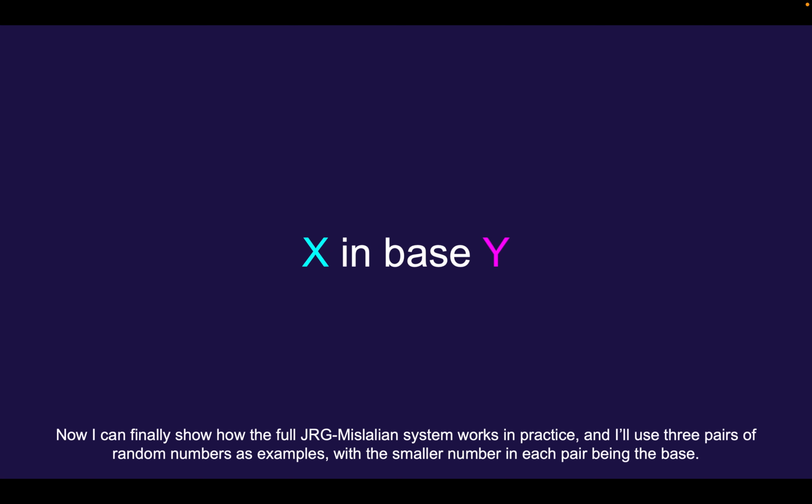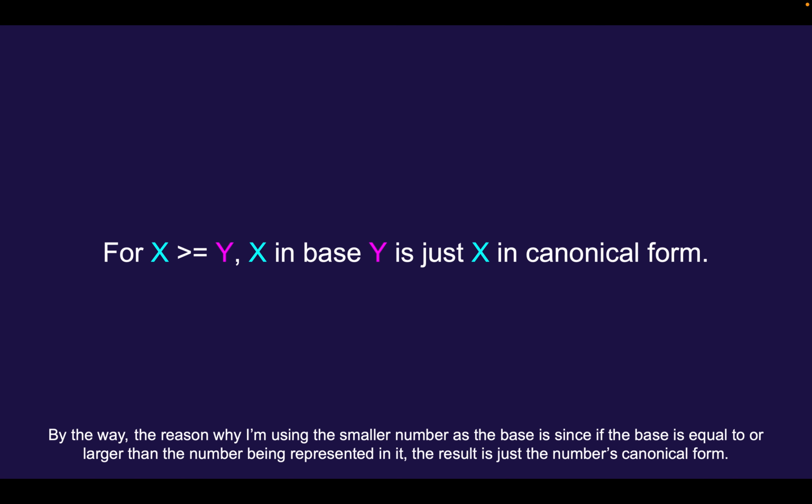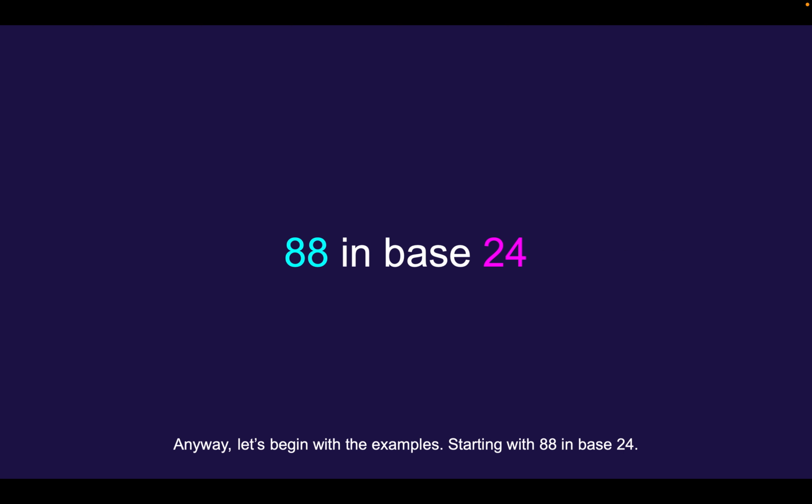Now I can finally show how the full JRG Missalian system works in practice, and I'll use 3 pairs of random numbers as examples, with the smaller number in each pair being the base. By the way, the reason why I'm using the smaller number as the base is since if the base is equal to or larger than the number being represented in it, the result is just the number's canonical form. Anyway, let's begin with the examples, starting with 88 in base 24.